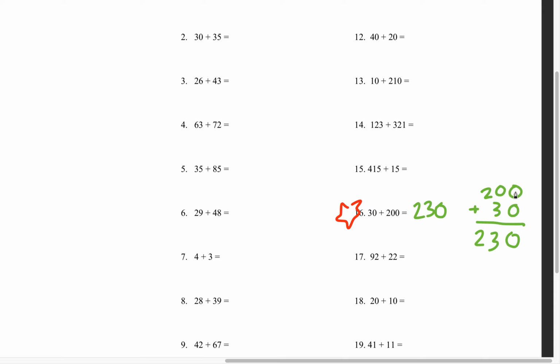You cannot do this for subtraction. You cannot put the bigger number on top when solving a subtraction problem. And same thing for dividing.